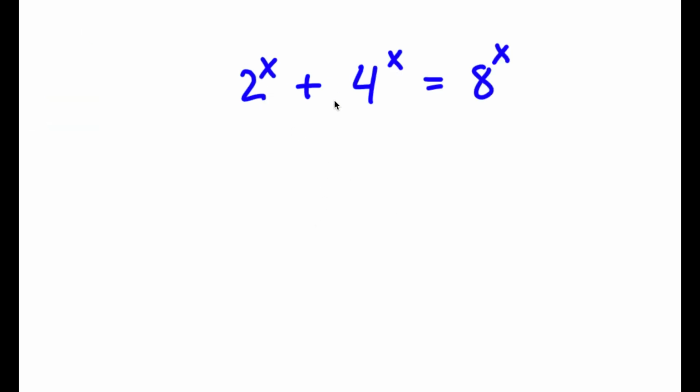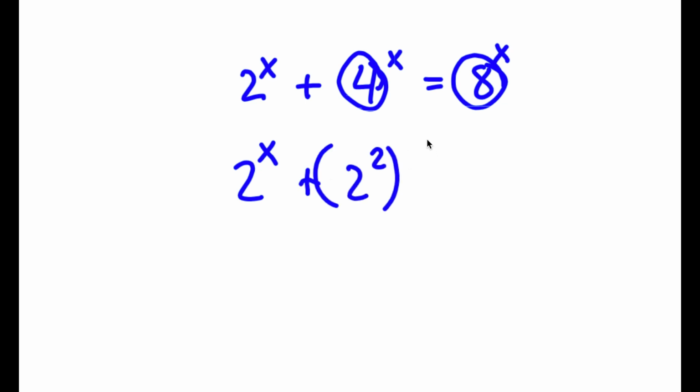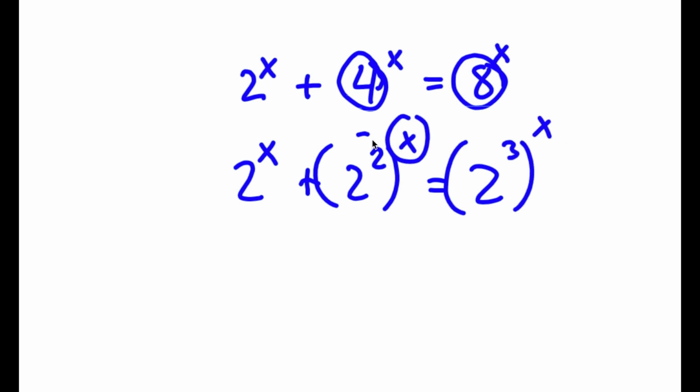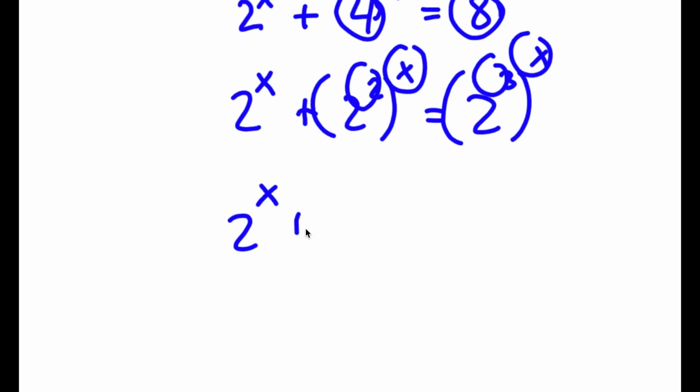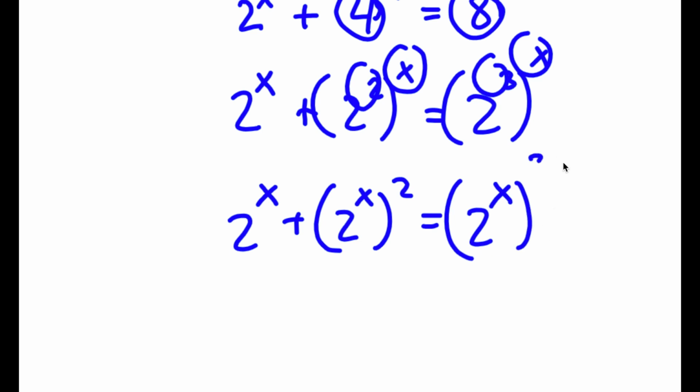All right, so in this problem, I have 2 to the power of x plus 4 to the power of x is equal to 8 to the power of x. So I'm going to first start by rewriting 4 as 2 squared and 8 as 2 to the power of 3. So now I have 2 to the power of x plus 2 squared to the power of x is equal to 2 to the power of 3 to the power of x. Now I can actually switch the places of these two exponents. So now I get 2 to the power of x plus 2 to the power of x to the power of 2 is equal to 2 to the power of x to the power of 3.